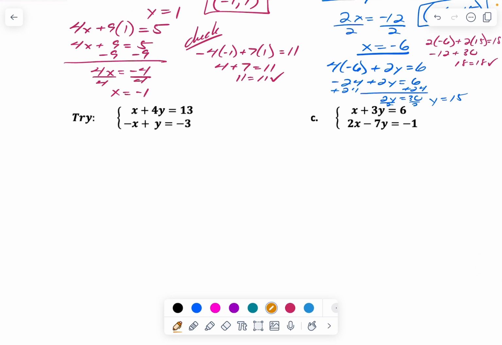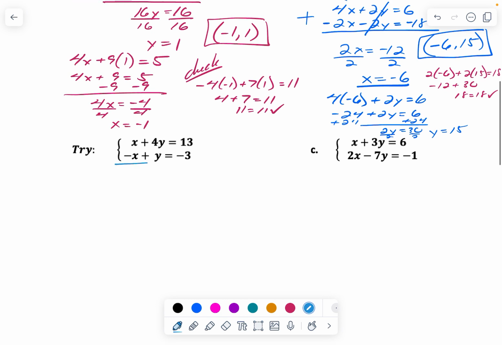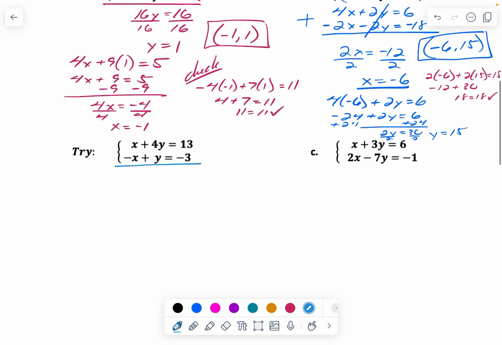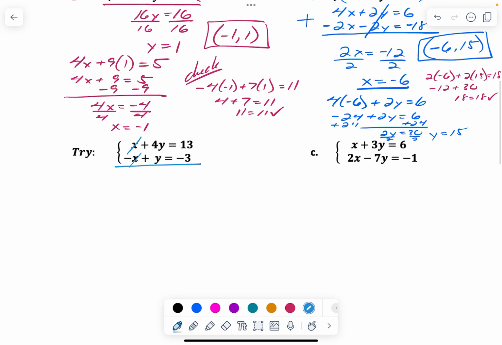Okay, here's one for you to try. Notice right now, it's very nice, right? See how these x's cancel out? 5y equals 10, y equals 2. I'm going to plug that back into the first one.